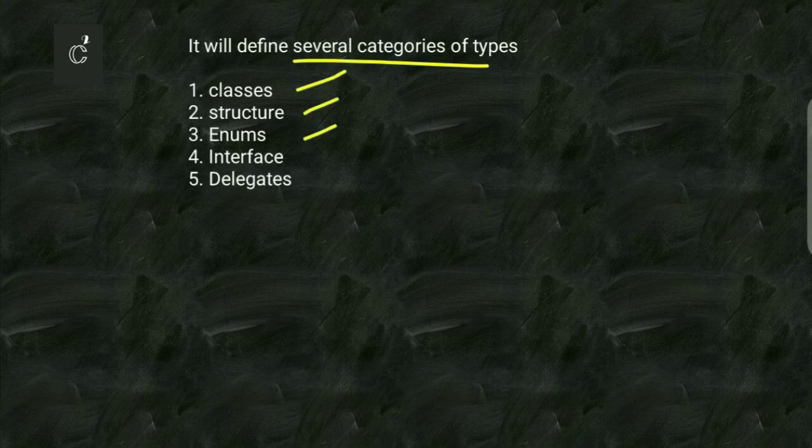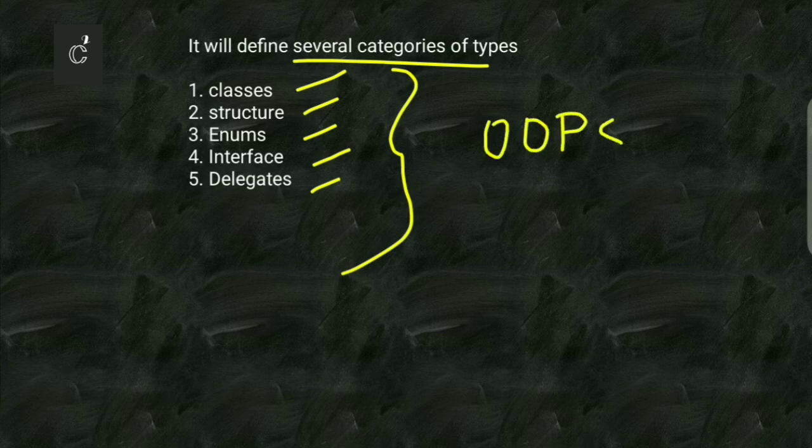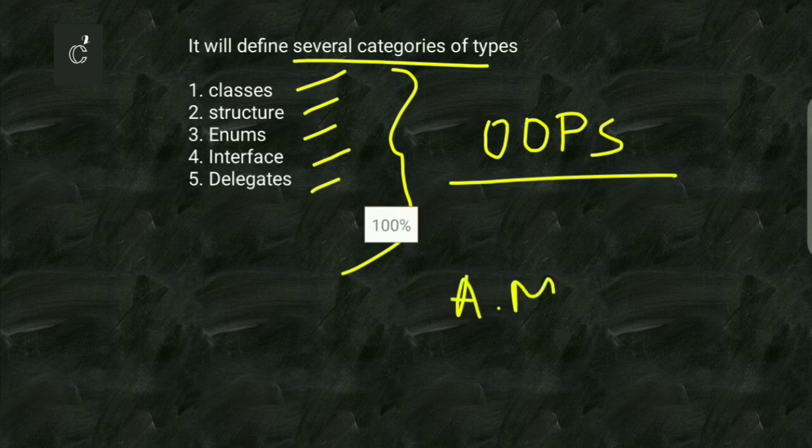whereas these are classes, structures, enums, interfaces, and delegates. All these are present, which are supported by object-oriented programming. CTS also defines all the properties of the type, such as access modifiers, what a valid type member has, and how inheritance and overloading work, and so on.